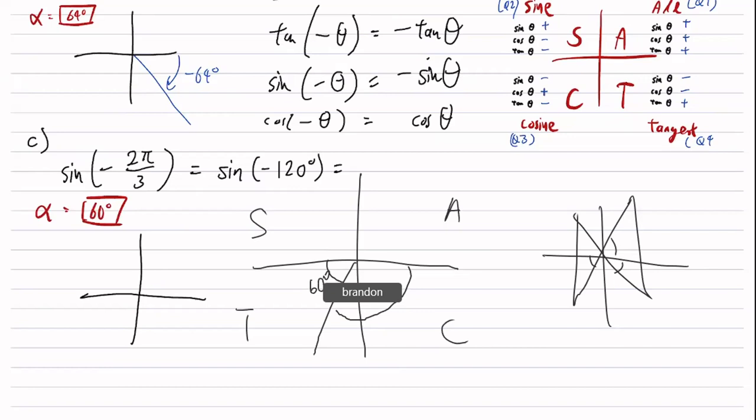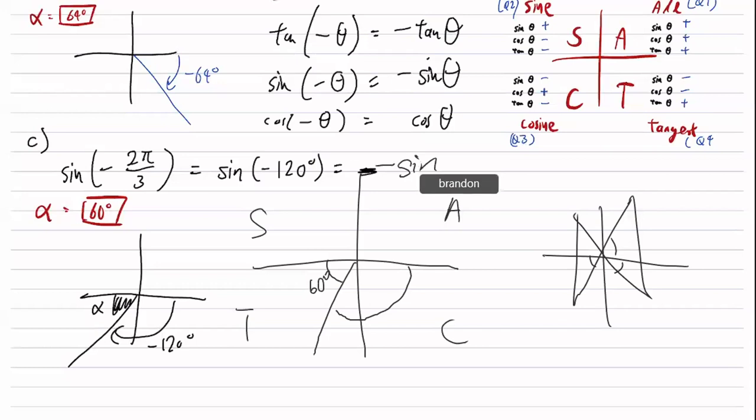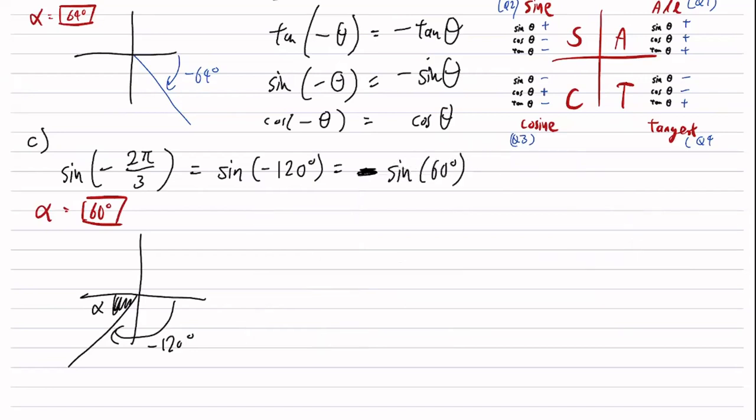And then tangent is positive, the rest negative. So this will be negative. Negative, correct. So negative of sine 60 degrees. Very good. ASTC. Okay, good. Part D, let's do the same thing.